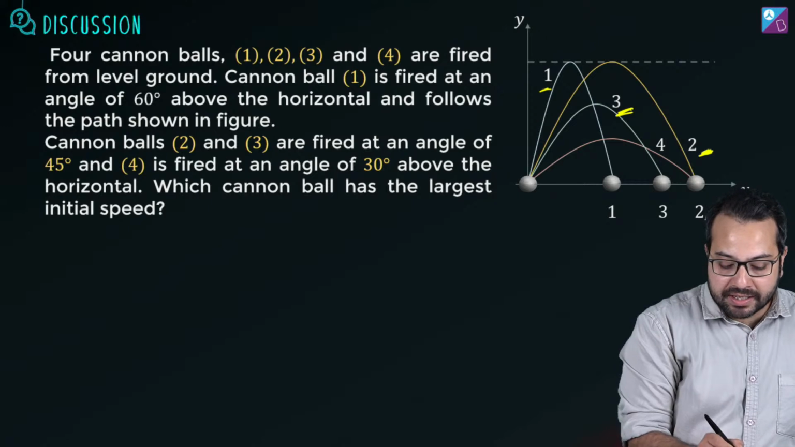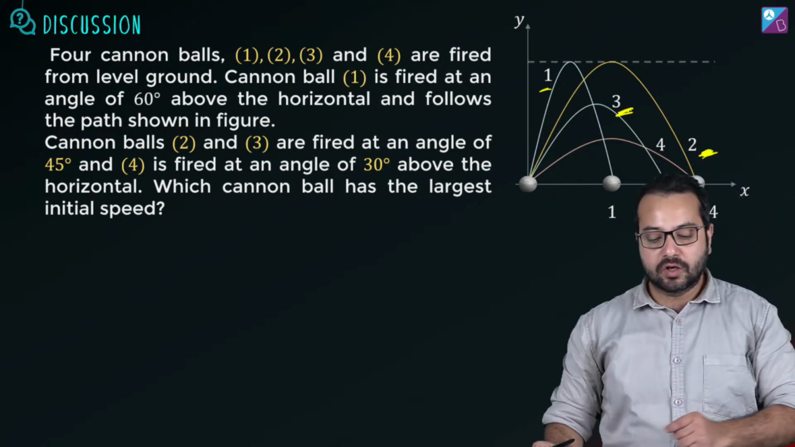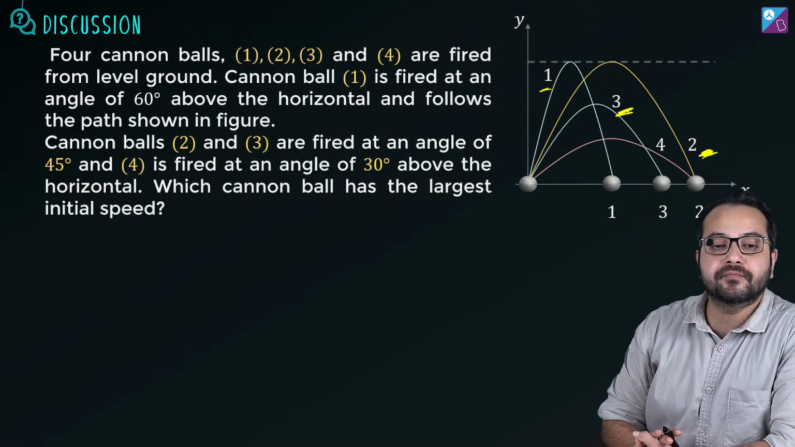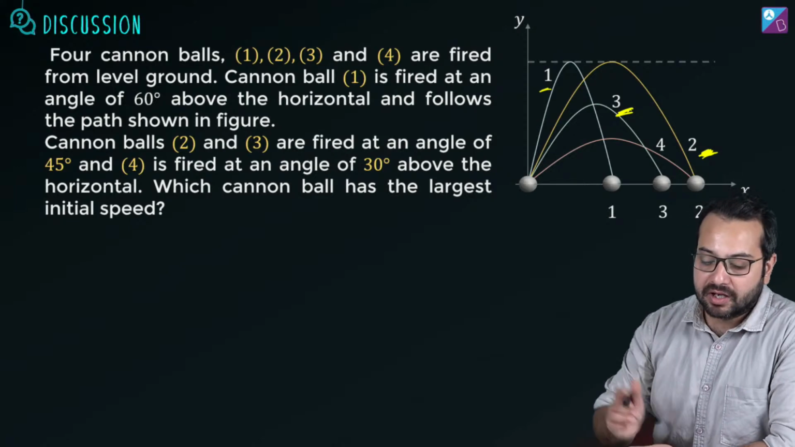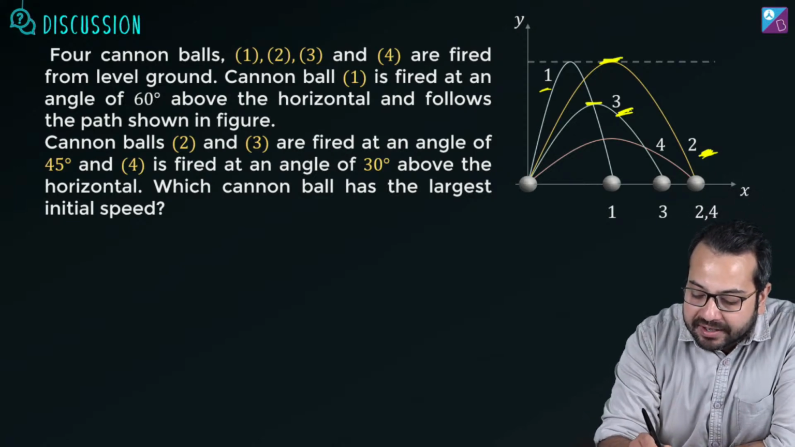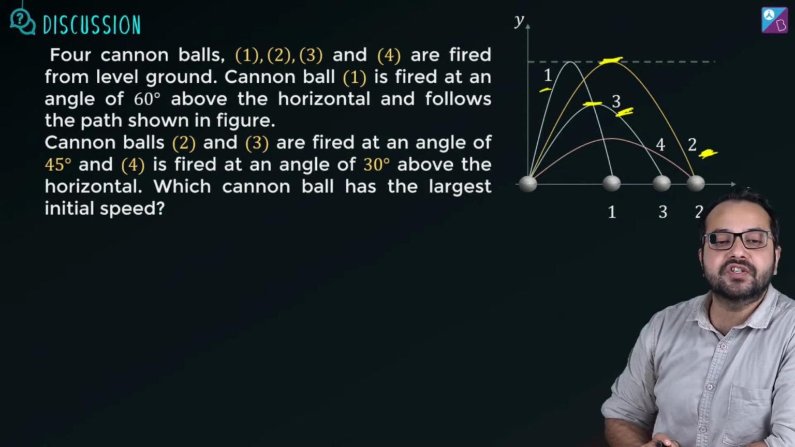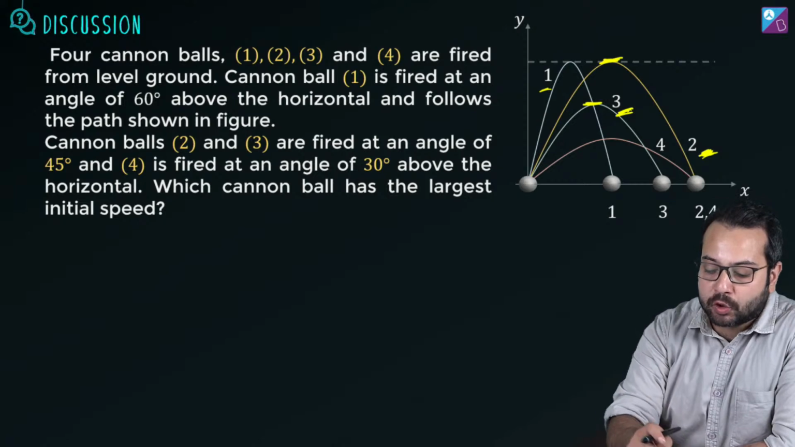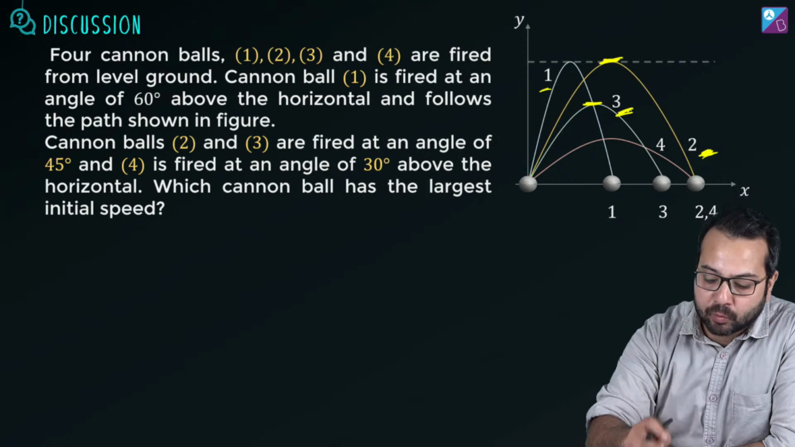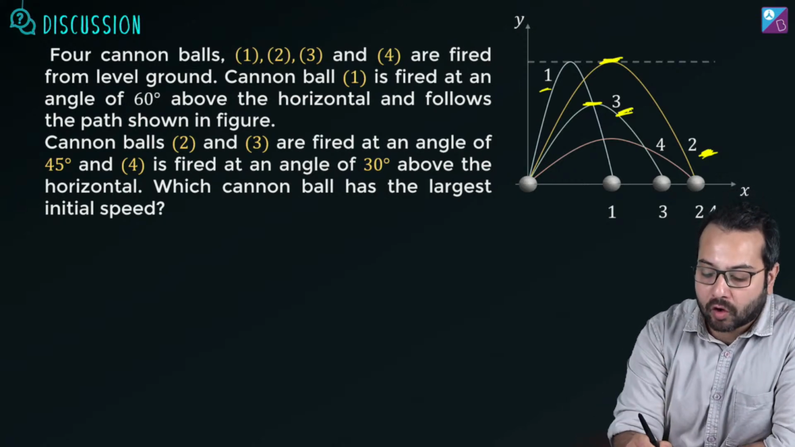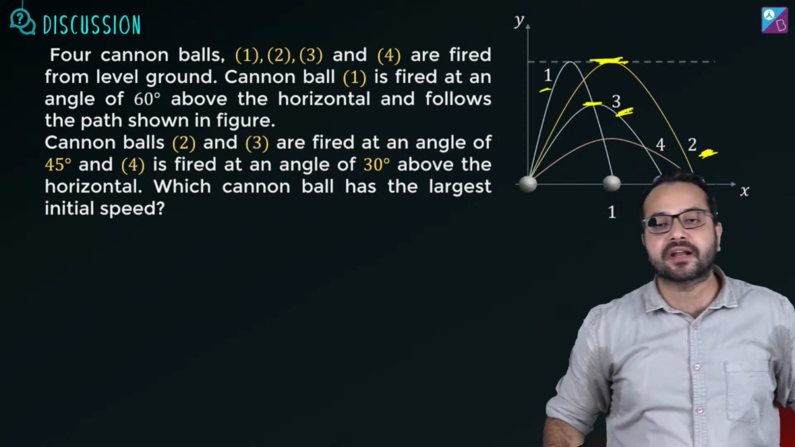ठीक है. Now what is common between 2 and 3? Tell me. What is common between 2 and 3? They have the same angles. Yes, very good. But which one has a greater height reached? They have the same angles, but which one has a greater height reached? Okay? So between 2 and 3, what is common is the angle of projection. But what has reached a greater height? 2 has reached a greater height.